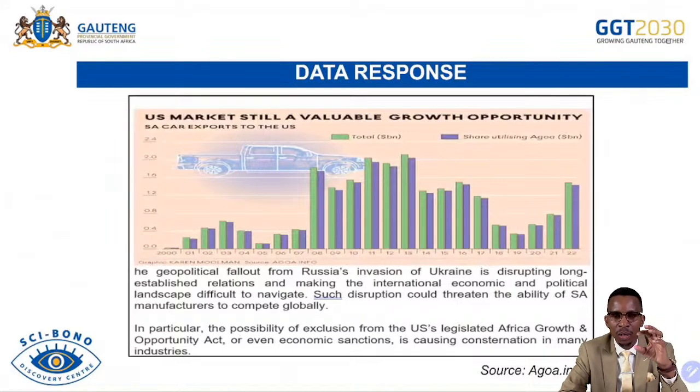Because AGOA involves America and South Africa, including other African countries, these suspicions are leading to the situation where South Africa could be removed from the trade agreement of AGOA. So let's see what is being mentioned here and how we benefit as a country from AGOA, the trade agreement. U.S. market still a valuable growth opportunity. South Africa car export to the US. So we are the main exporters of vehicles into the US. We can see here, let's read through.